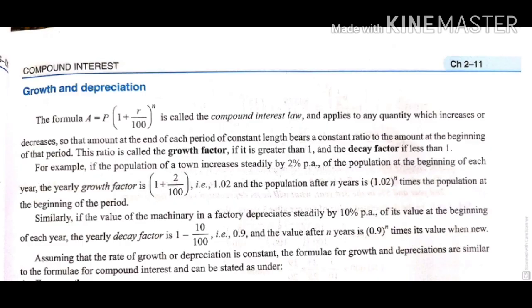Now we come to growth and depreciation. Growth means something which is increasing, and depreciation means to decrease. Depreciation and decay are the same words for decreasing, and growth means something which increases. Now this formula A is equal to P (1 plus R upon 100) power n is for compound interest, but students, it can be used for something that increases or also for decreases.